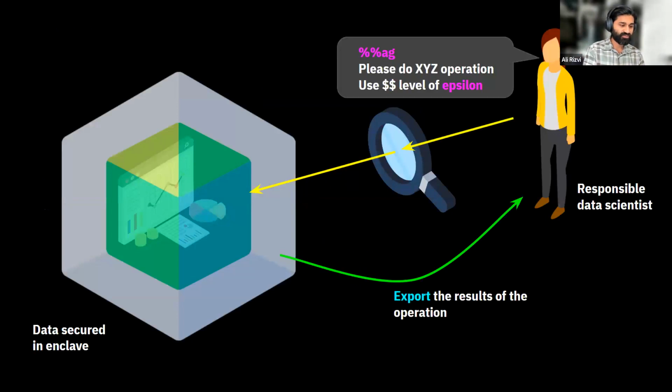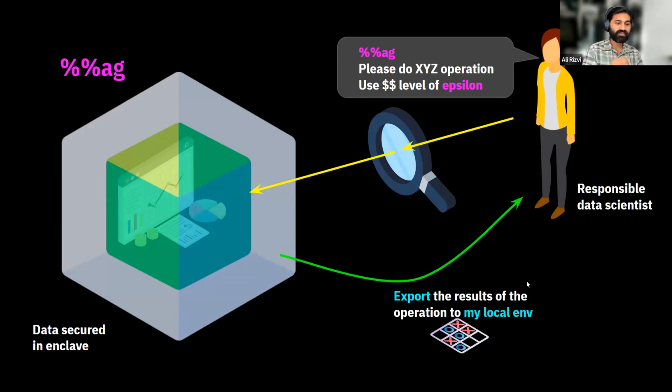And so the important thing to remember, going back to the responsible data scientist view, is that when you want to look at the data in the secure enclave, you say percentage AG. You're using your Python. We will look at this in more detail. But basically, when you say percentage AG, please do XYZ operation on the data, and please use this specific level of epsilon that I'm telling you. And then it will go and do that operation on the data, and then you can export the results of the operation back into your local environment.